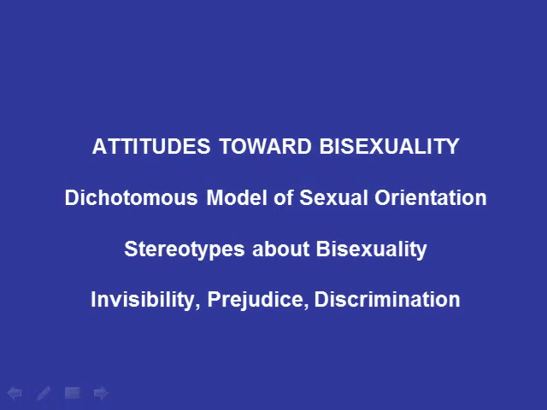Let's talk a bit about bisexuality in social context. And in order to do that, we need to talk about attitudes toward bisexuality. We talked a bit ago about dichotomous models of sexual orientation, and now we're going to talk some about stereotypes about bisexuality. We're going to talk about that because these have an effect on bisexual people in terms of invisibility, prejudice, and also in terms of discrimination.